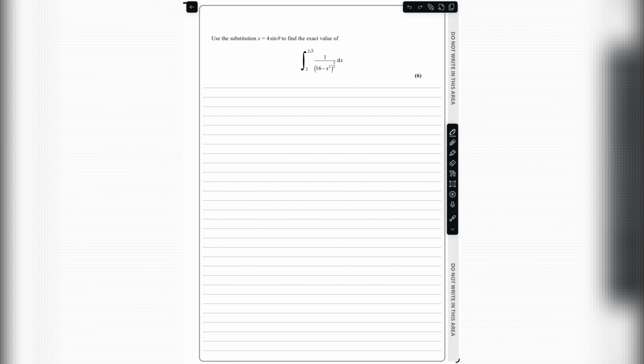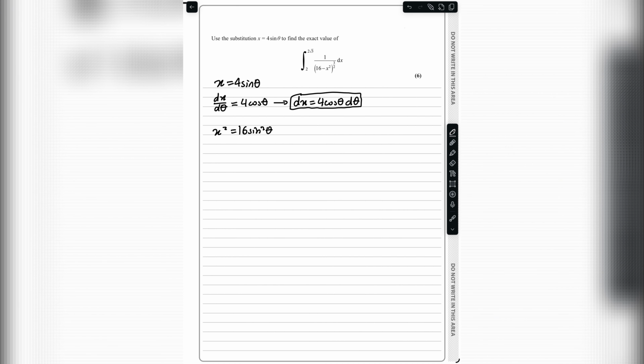In the next question, we are told to use a substitution x equals 4 sine theta to find the exact value of this integral. So given as x equals 4 sine theta, we can state that dx by d theta equals 4 cos theta, and by multiplying both sides by d theta, we can state that dx equals 4 cos theta d theta. So we're going to substitute this into our integral, and given as we have x squared in our integral, we can write x squared as 16 sine squared theta.